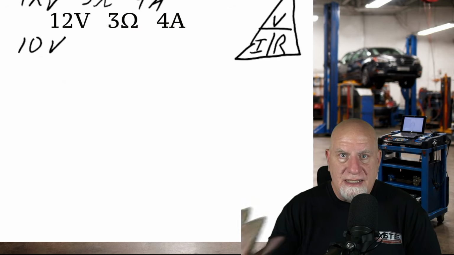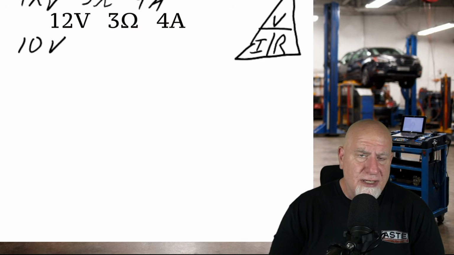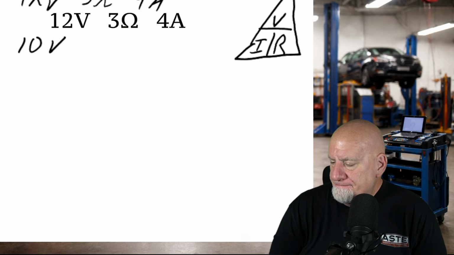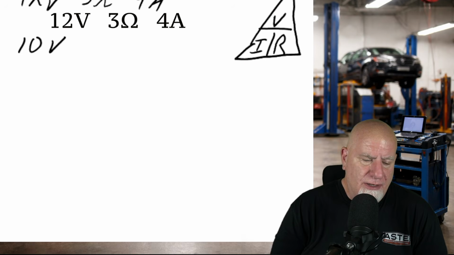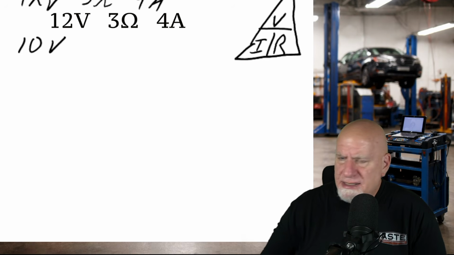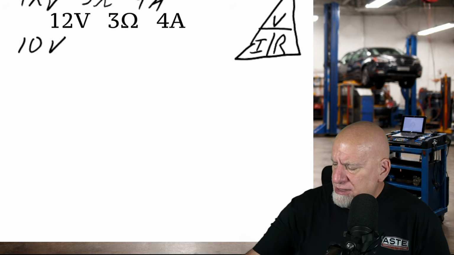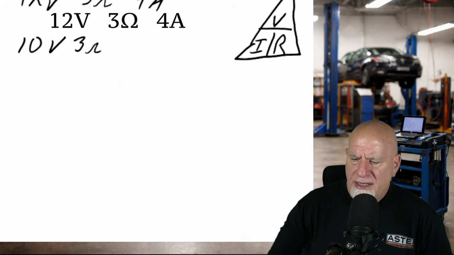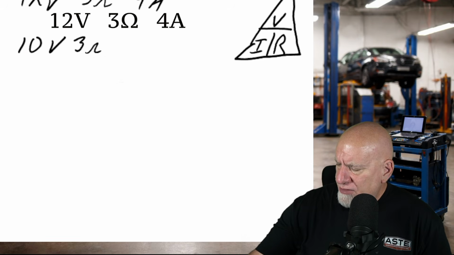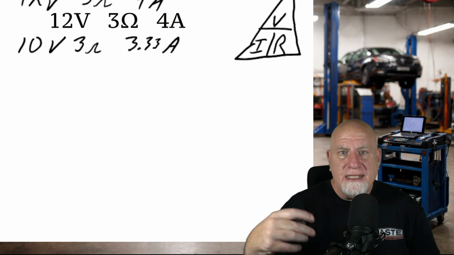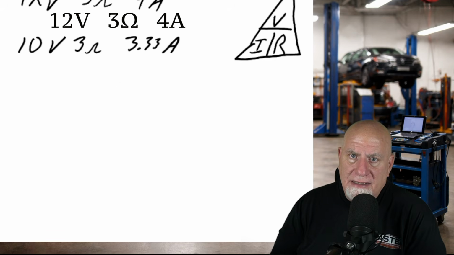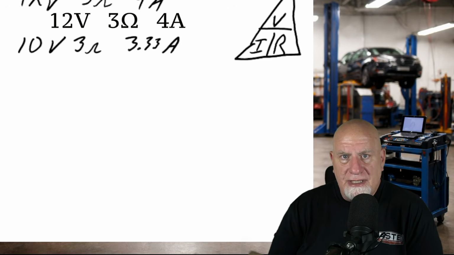Our resistance is going to stay the same unless there's a short or an open, or some sort of corrosion or something in the circuit. Then the resistance will typically stay the same. So we'll say that it stays at 3 ohms. So what's that going to do with our amperage? At 10 volts, that's going to make it 3.33 amps. So again, the same result as a bad ground or high resistance in the circuit.